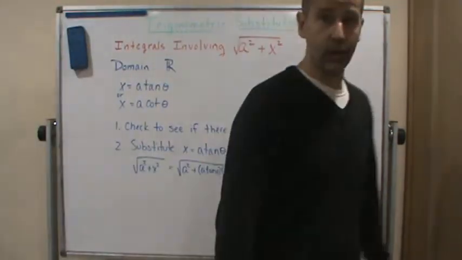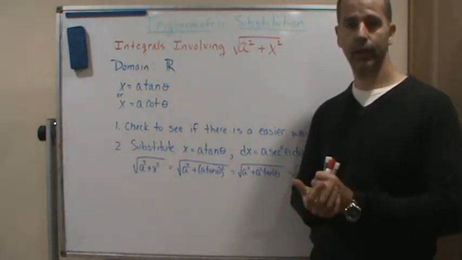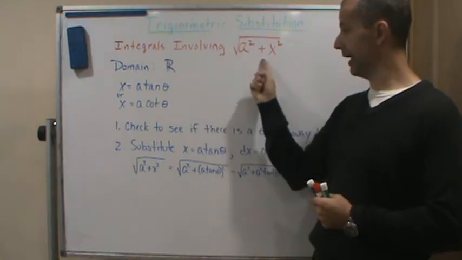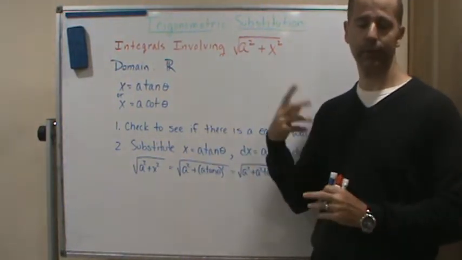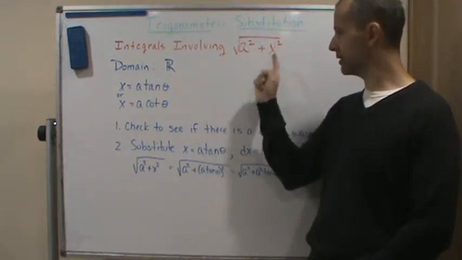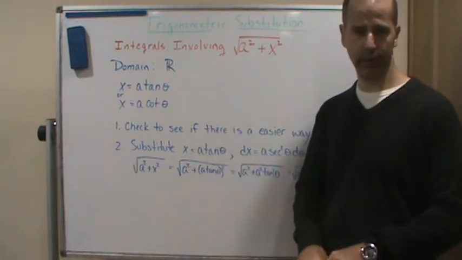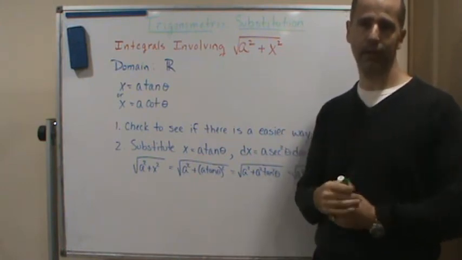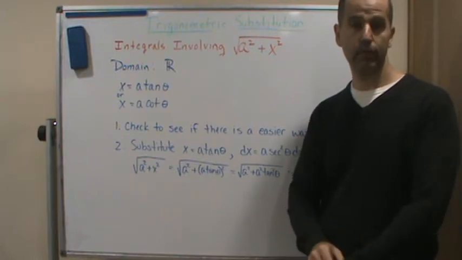Okay, welcome back. Now we're going to start talking about integrals that involve this radical here, the square root of a squared plus x squared. Also notice that, because of the commutative property, it could be x squared plus a squared. Make sure you recognize that it could be flipped the other way, and you still use this method.